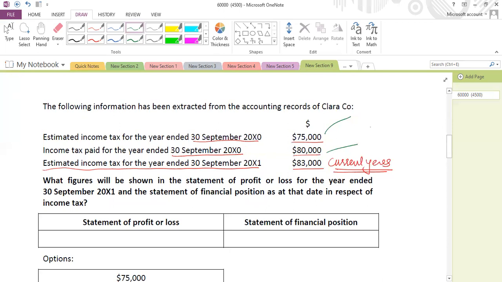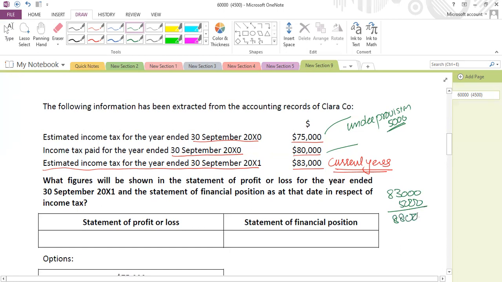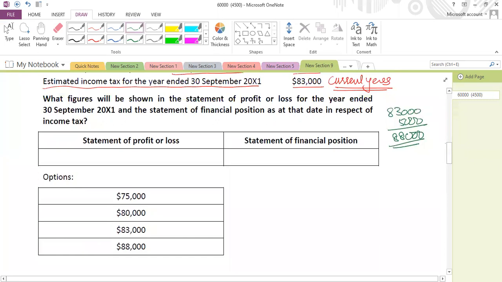So if tax payment is more than the estimate, that means in the last year there was an under provision of tax. Now in the current figure, this 83,000, we have to add under provision. So the expense of current year adjusted with the last year information is going to be 88,000. So you have to drag 88,000 from here, but the liability will be current year estimate, that is 83,000.